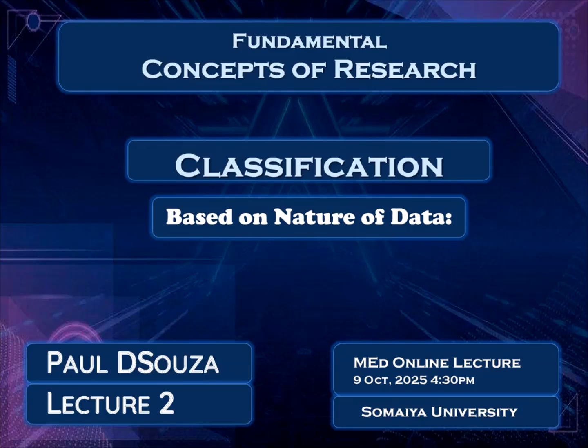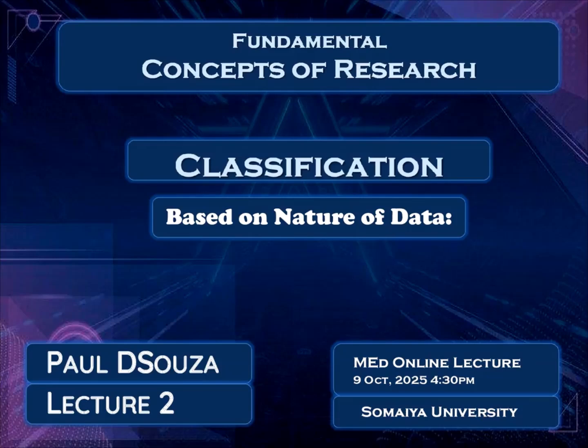Trying to recap the whole thing we have done so far in research. We went into the meaning, the definition, the purposes, the areas where it is useful. Then we went into the types of research: fundamental, applied, and action research. Then we said let's look at the classification of research, on what basis it is classified. We already did the classification based on focus. Now we will do classification based on data.